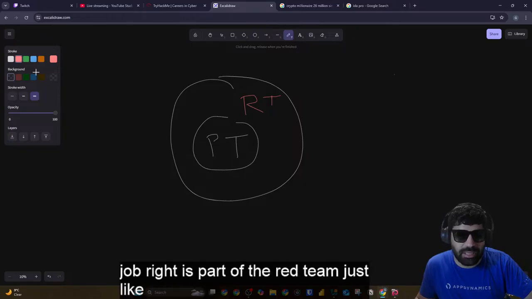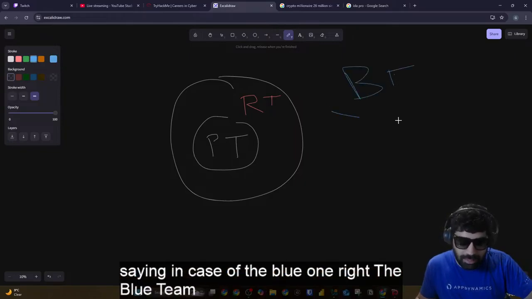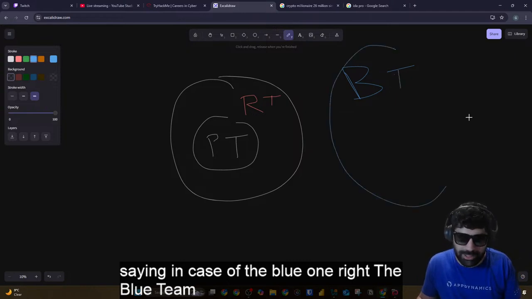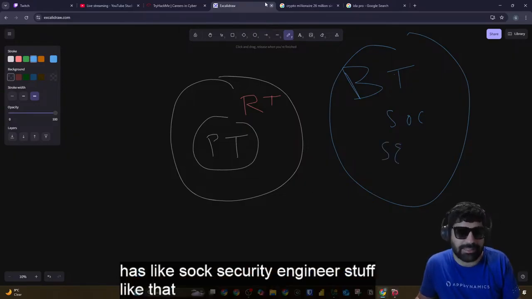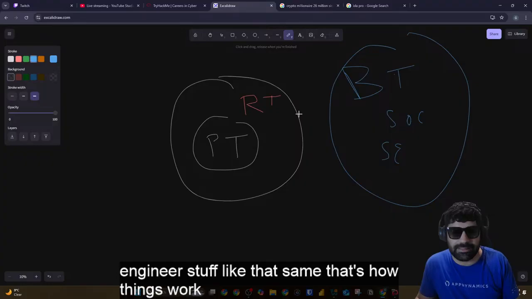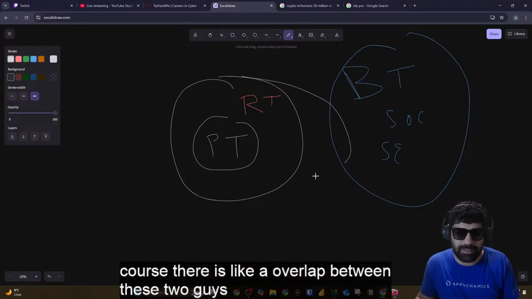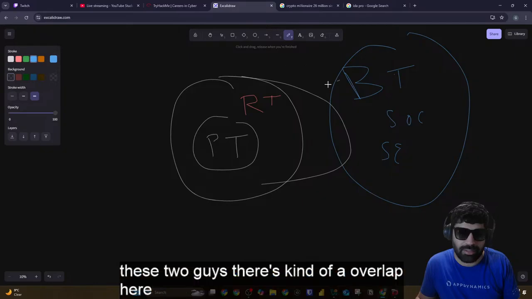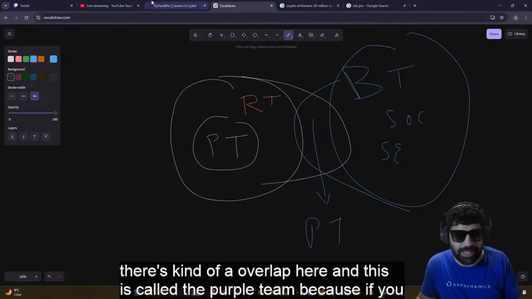Just like I was saying, in case of the blue team, blue team has like SOC, security engineer, stuff like that. Same, that's how things work. And of course, there is an overlap between these two guys. There is kind of an overlap here. And this is called the purple team. If you mix red and blue, right, you will get purple.